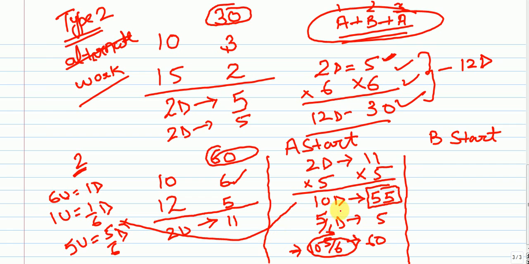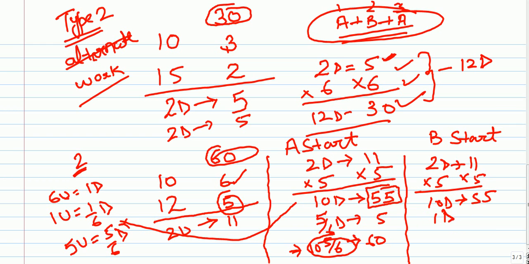Again, when B starts, up to this everything is the same. In 2 days 11 units of work is done. The multiple I need to check: it is 55 units, in 10 days 55 units are done. After that, how much is left? 5 units are left. Whose turn is it? B's turn it is. Now B will complete 5 units in one day, so he will take one complete day to complete those 5 units. Overall, in 11 days, all the work is completed.